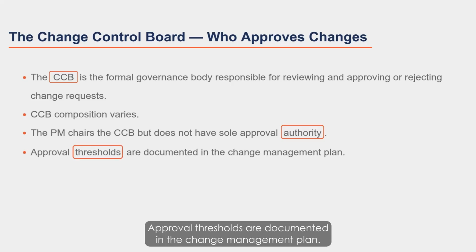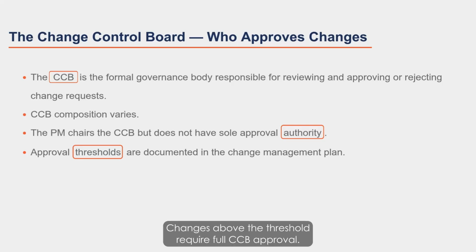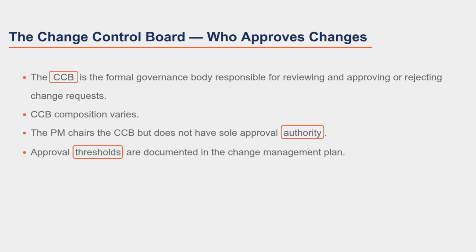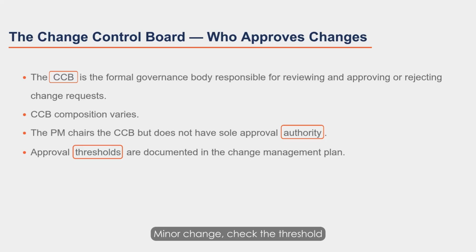Approval thresholds are documented in the change management plan. Changes below a defined cost or schedule threshold may be approved by the PM alone. Changes above the threshold require full CCB approval. On the exam, large or significant change, full CCB required. Minor change, check the threshold.